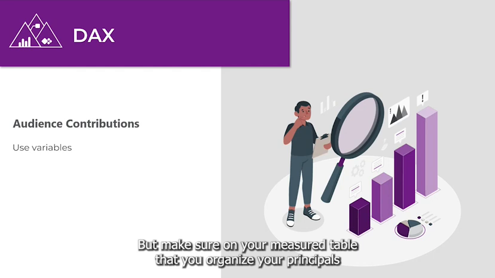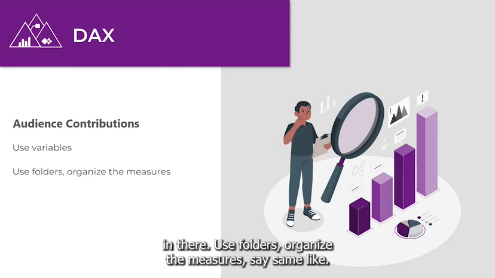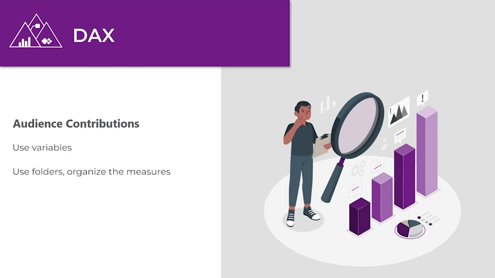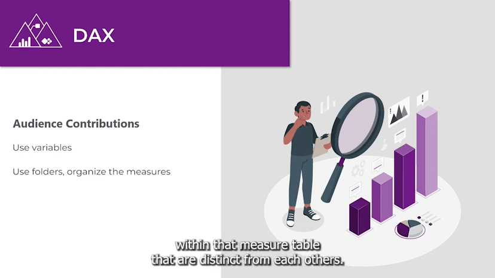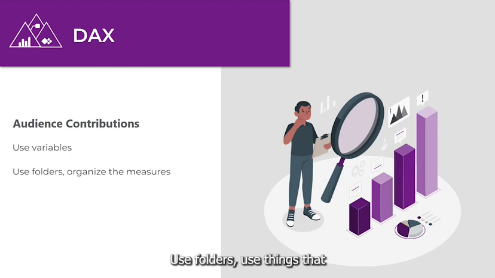But make sure on your measure table that you organize your principles in there. Use folders. Organize the measures, like if I'm talking about total sales or maybe total product delivered, I want to have these distinct ideas within that measure table that are distinct from each other. So use folders, use things that make it easy for an end user to drill into the specific idea that they're interested in. Agree.